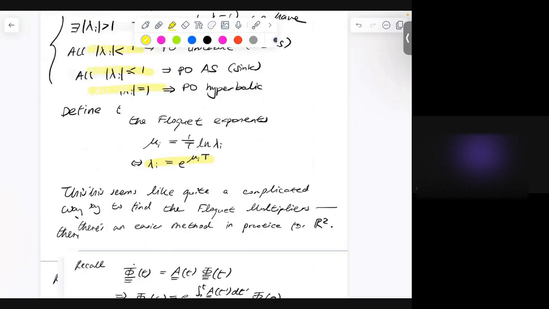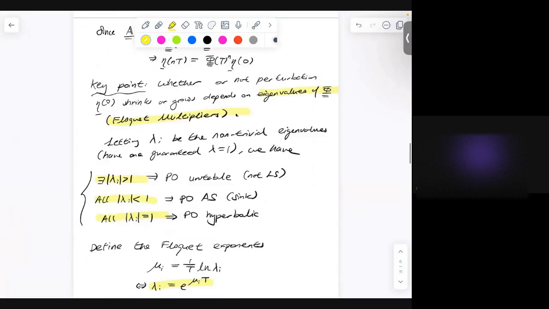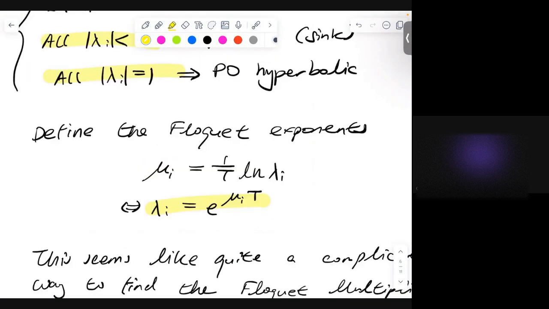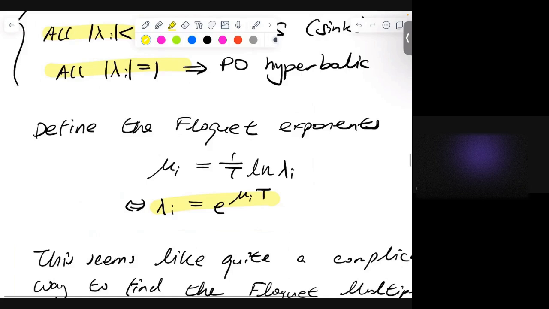Since we've now defined the Floquet multipliers to be the eigenvalues of this matrix, we'll also define the Floquet exponents, and we can define them in terms of the eigenvalues of the matrix. Equivalently, we can define the Floquet multipliers as the exponential of the Floquet exponents times the period.